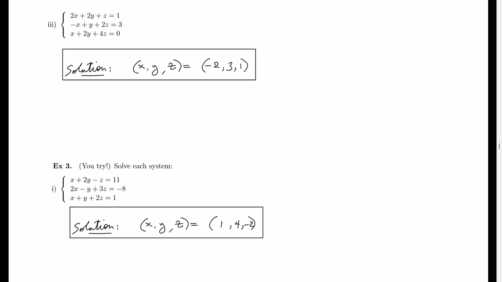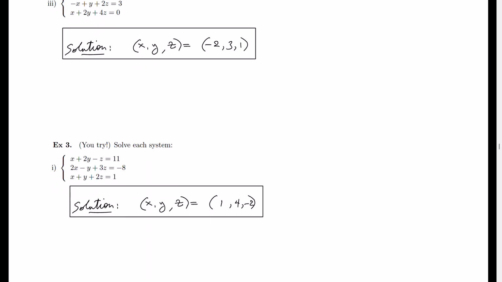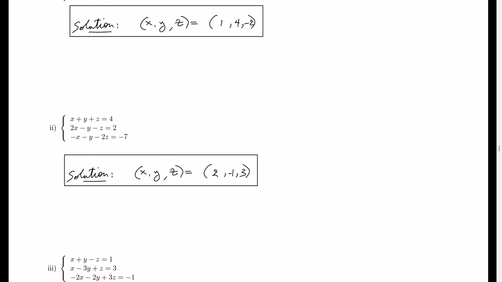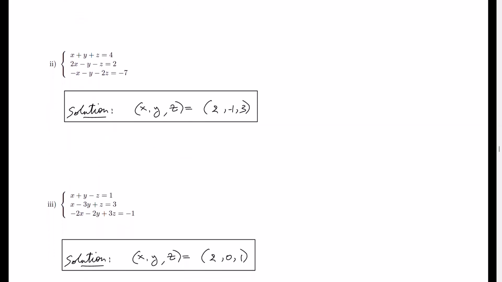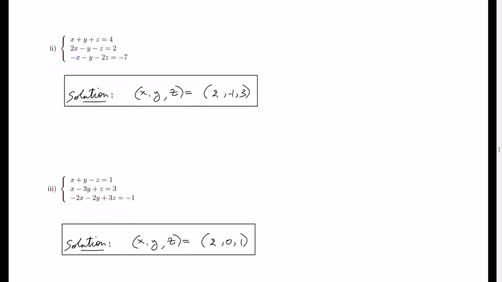But the top one is going to have solution -2, 3, 1. In example 3, the first one, the solution is 1, 4, -2. For part 2, the solution is 2, -1, 3. And finally, part 3 has a solution 2, 0, 1.